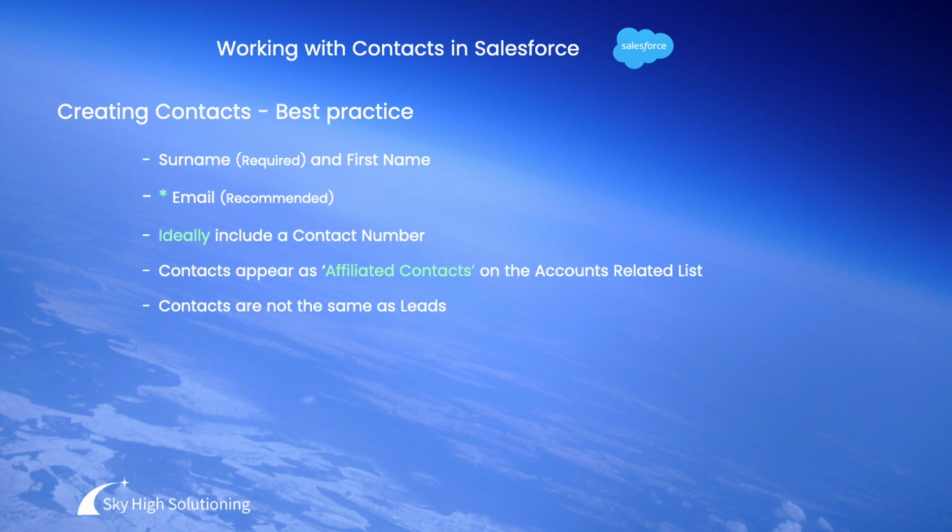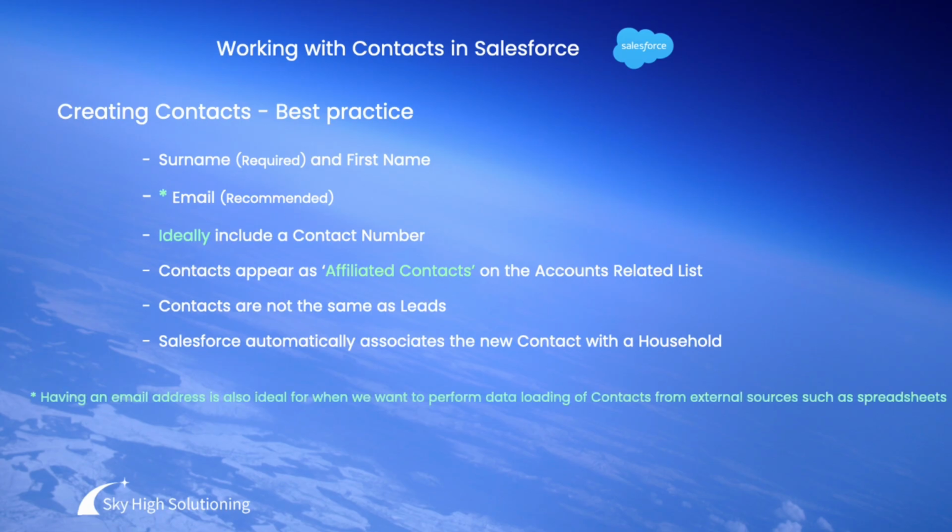Contacts are not the same as leads because leads are names that you gather for prospecting, you qualify them, and then you convert those into accounts with contacts. Salesforce automatically associates your new contact with a household, so it creates that for you and you never need to change that. Having an email address is also ideal because we want to perform data loading maybe in the future of contacts from an external source such as spreadsheets, and often we don't have a unique identifier, so we use the email as the unique identifier.